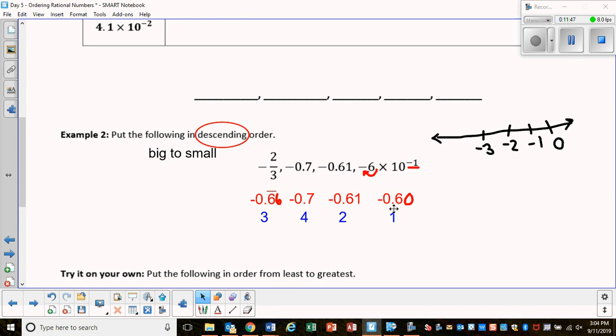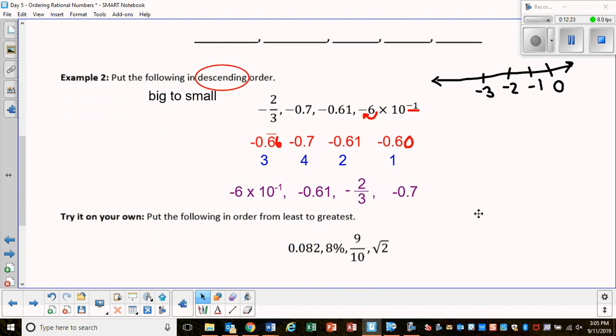Alright, so now I'm going to rewrite it. So this guy is my first one. The scientific notation is what I'm going to write first. Negative 6 times 10 to the negative 1. There's no x there. Then the negative 0.61, followed by the negative 2/3, and then the negative 0.7. And it looks like it's in the wrong order because this is actually the biggest number, but because it's negative, it flips it around. So it makes it actually the smallest because it's the furthest to the left.